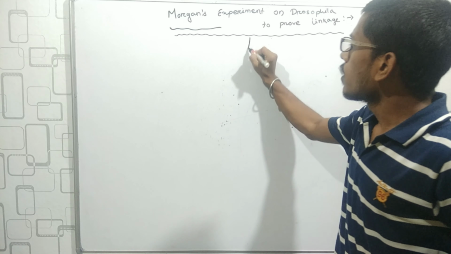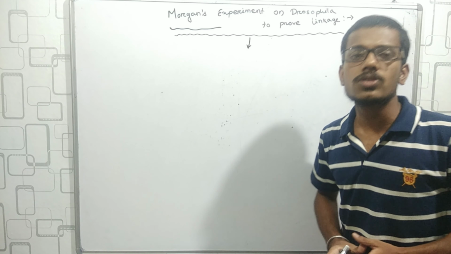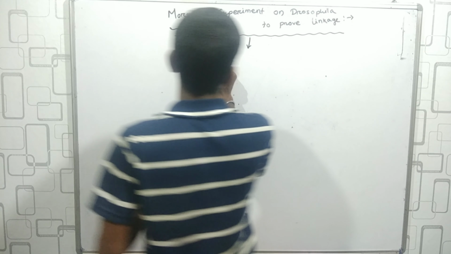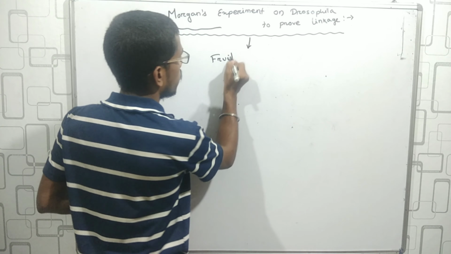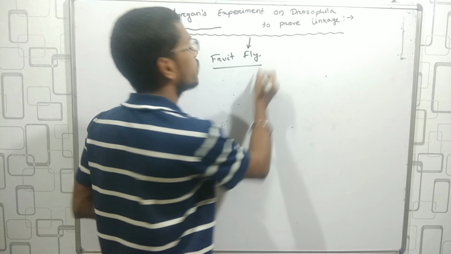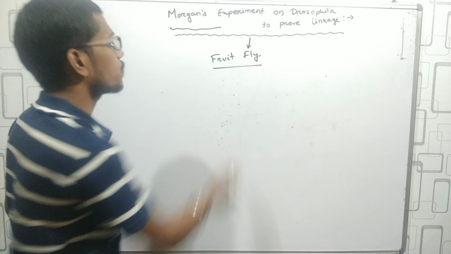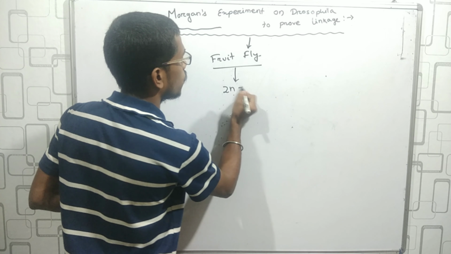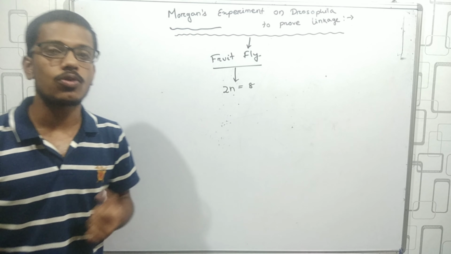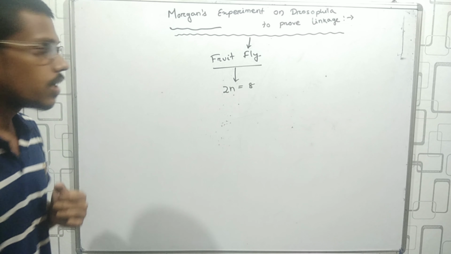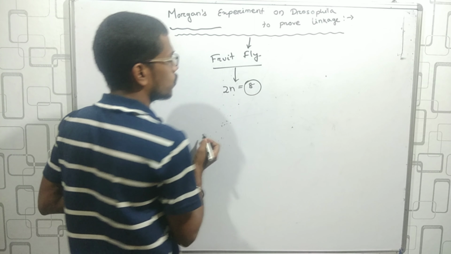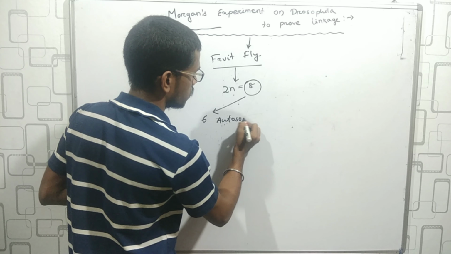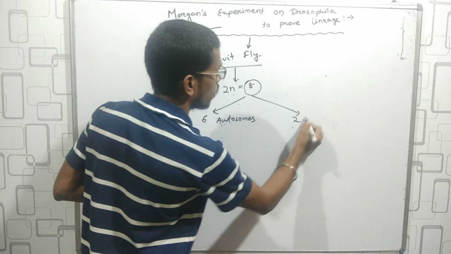If you see Morgan's experiment, Morgan chose Drosophila melanogaster, the fruit fly, as his experimental material. In the fruit fly, 2n is equal to 8, meaning there are 8 chromosomes in the diploid organism. And out of these 8 chromosomes, 6 are autosomes and 2 are sex chromosomes.